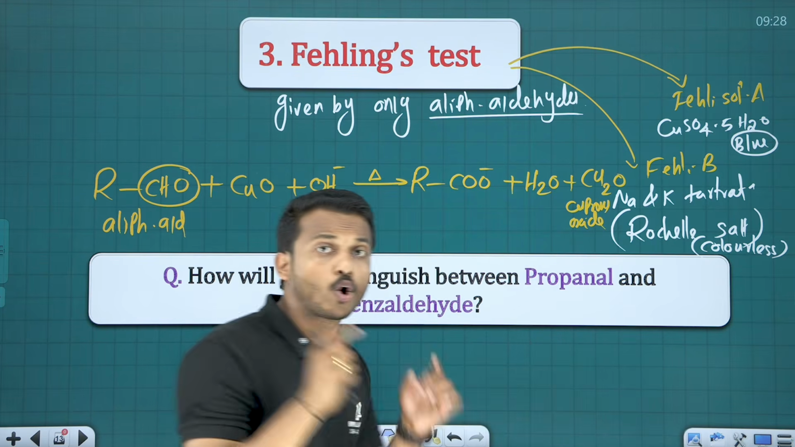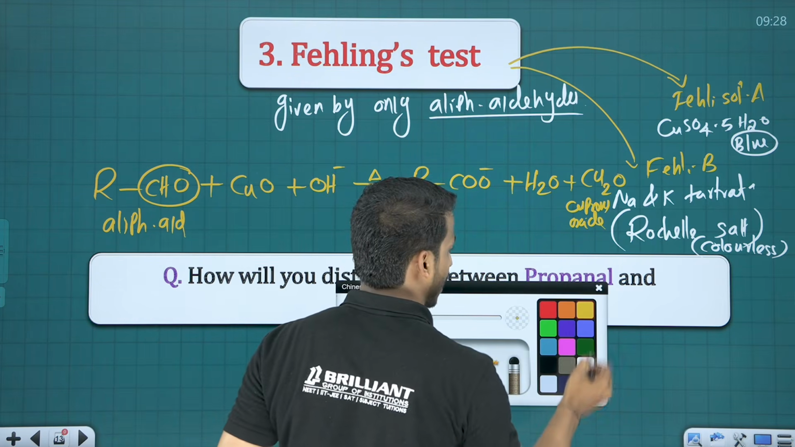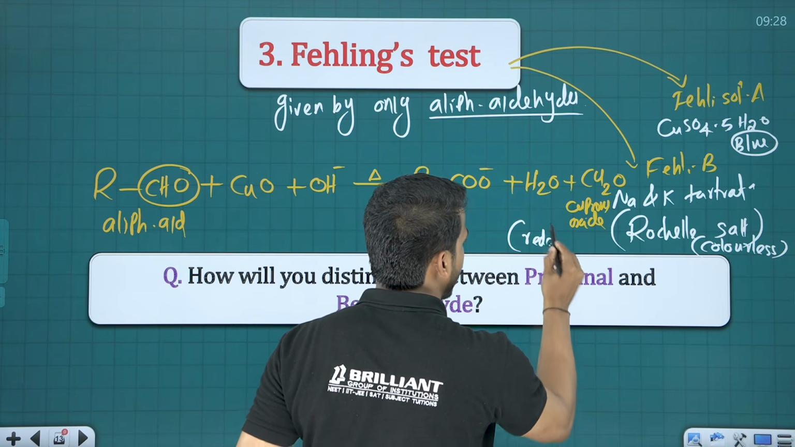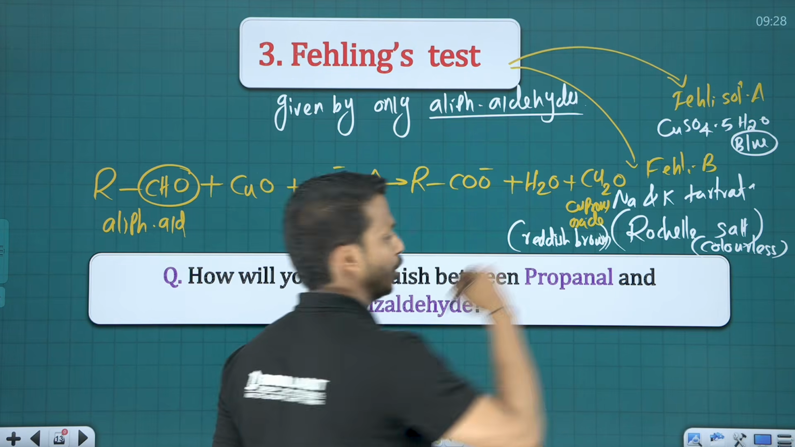What is that, my dear? Copper oxide becomes cuprous oxide and its color is reddish brown. What is that? Reddish brown. A blood brownish color will be there, reddish brown.